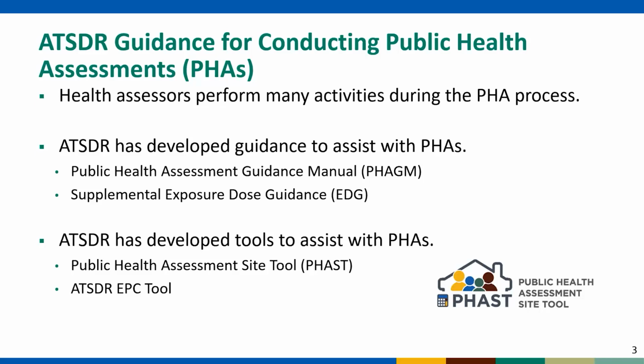ATSDR has also developed various tools. One is the Public Health Assessment Site Tool, or FAST, which can be used to screen environmental data and calculate doses to evaluate cancer risk and non-cancer hazard. Another example is ATSDR's new EPC tool, which is a web-based application for calculating exposure point concentrations, or EPCs. This tool will be launched in May, next month, and will be featured in a June 15th webinar this year in this series.